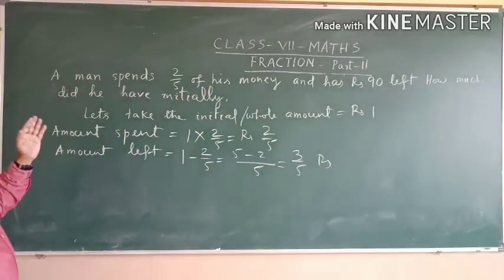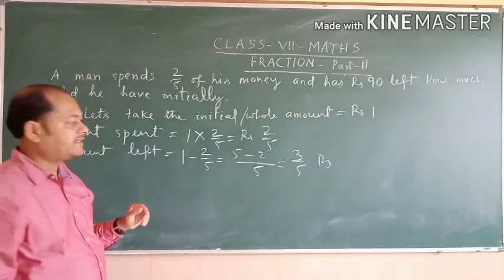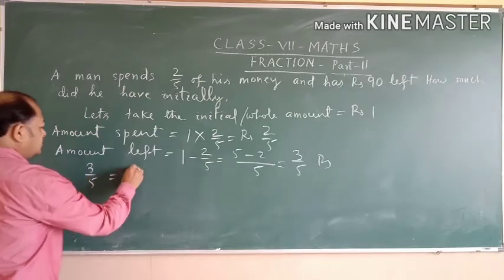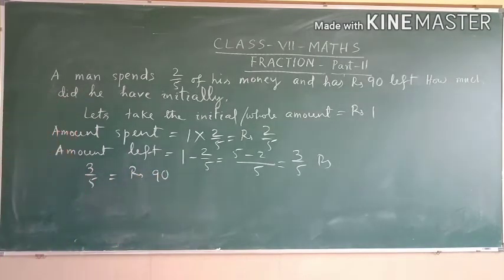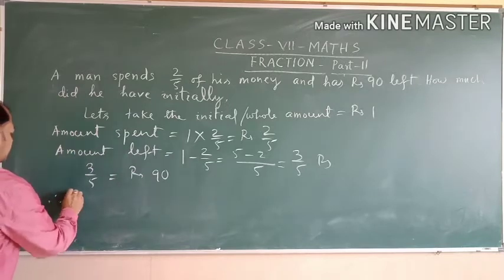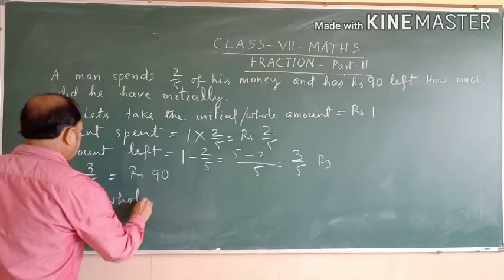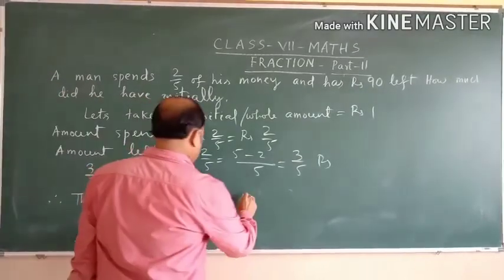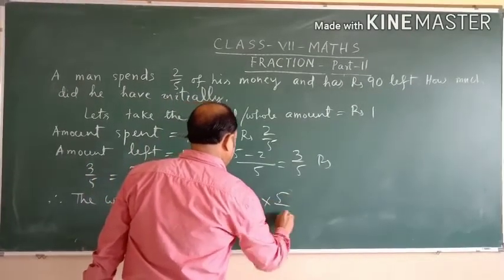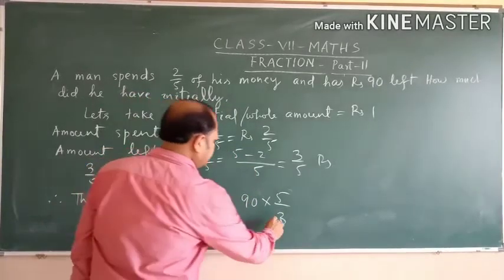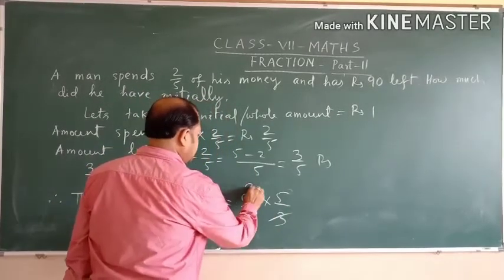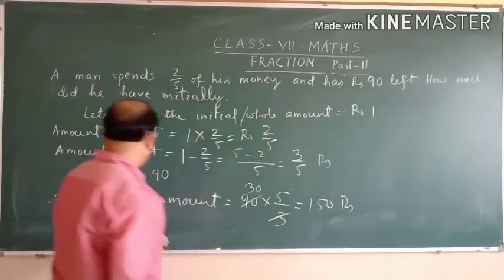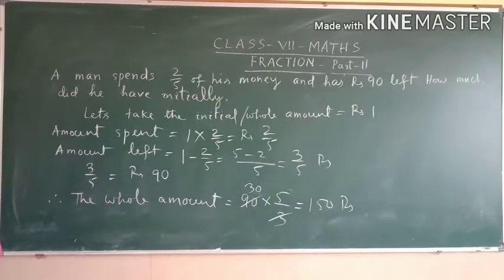Now we know that the amount left is given here as rupees 90. That means 3 by 5 equals rupees 90. Then what is the whole amount? Therefore the whole amount equals 90 into 5 by 3. So 3 into 30 is 90, and 30 into 5 is 150 rupees. So we got here the whole amount will be 150 rupees.